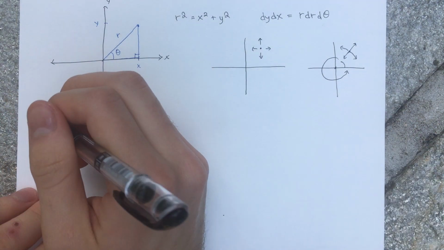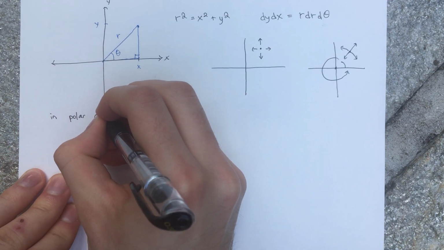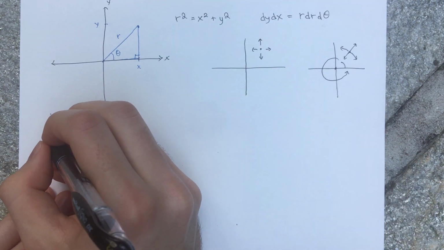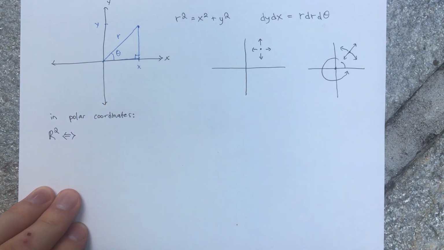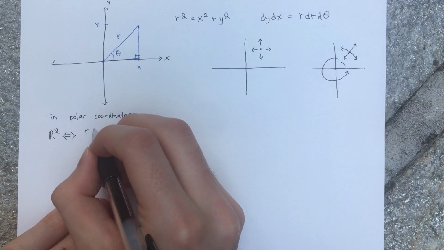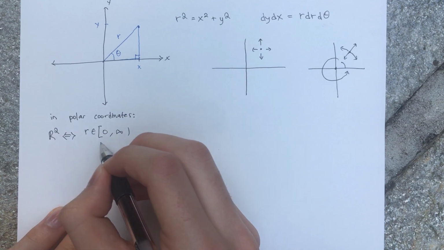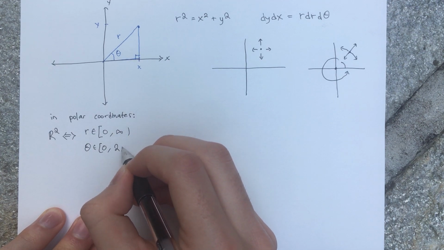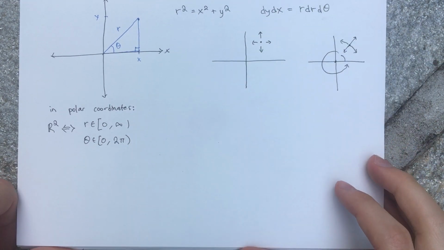So in polar coordinates, R2 can be represented as saying r ranges from 0 to infinity, and theta ranges from 0 to 2 pi. And we'll put this in the integral.